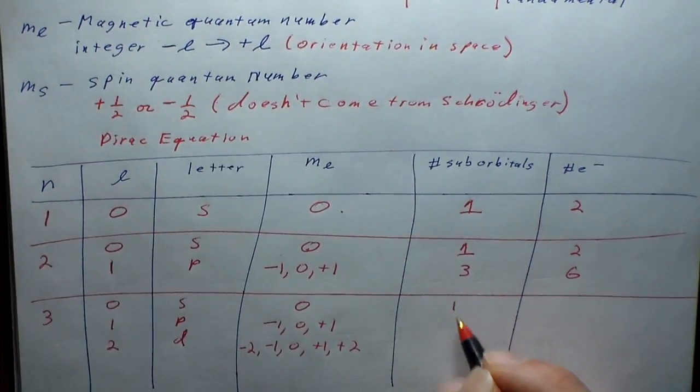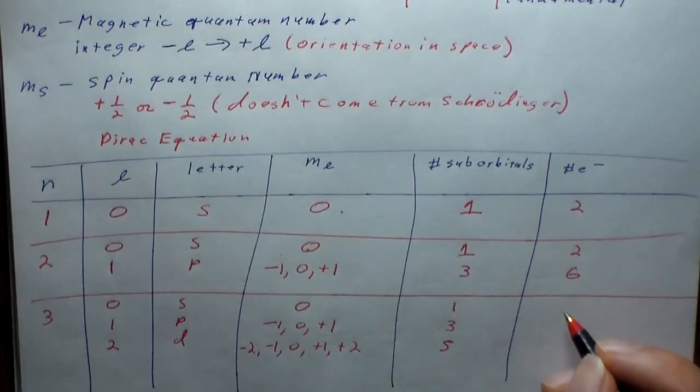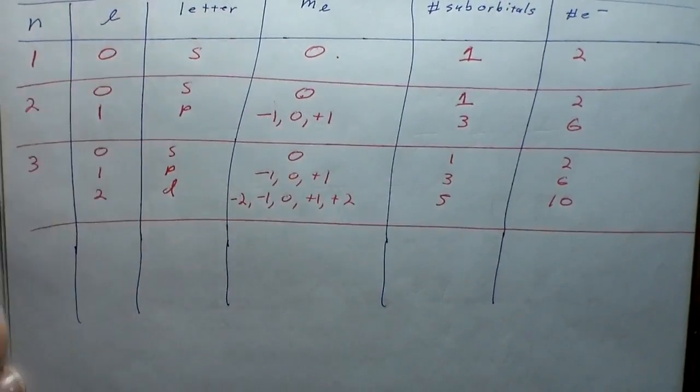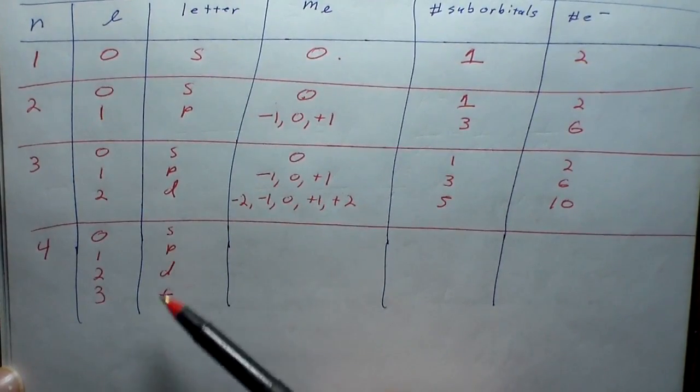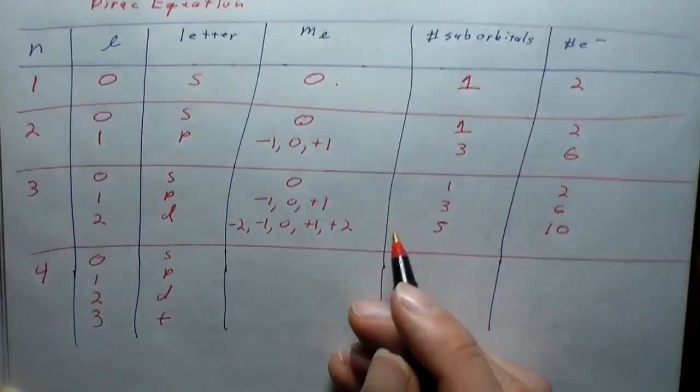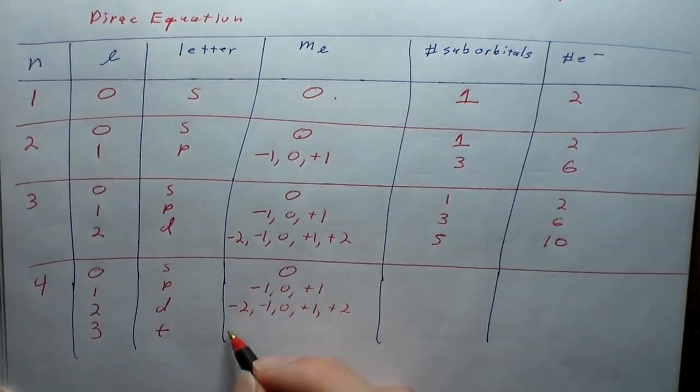Number of suborbitals, 1, 3. And here we have 1, 2, 3, 4, 5. And then again, just doubling these. All right, then we can go up here to our n equals 4. And for the s, p, and d, these are exactly the same for my m sub l's over here. And now for the f, that's going to be between plus and minus 3.